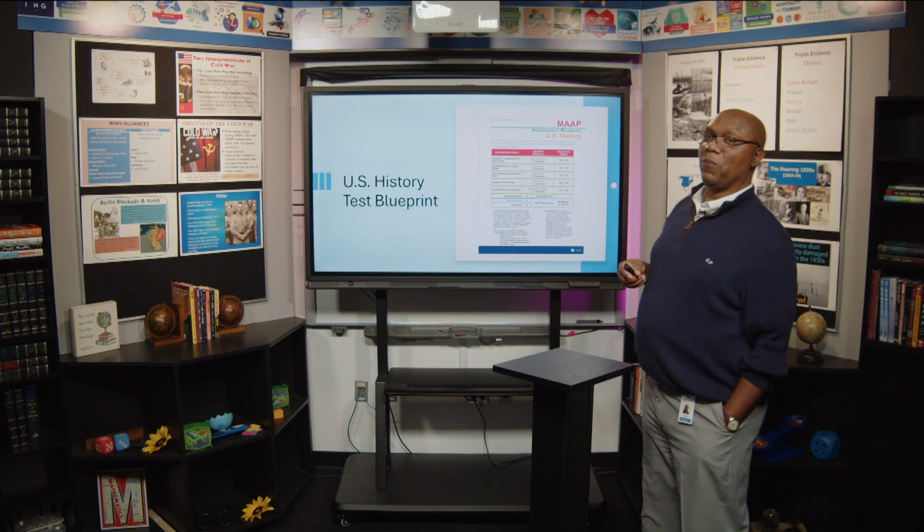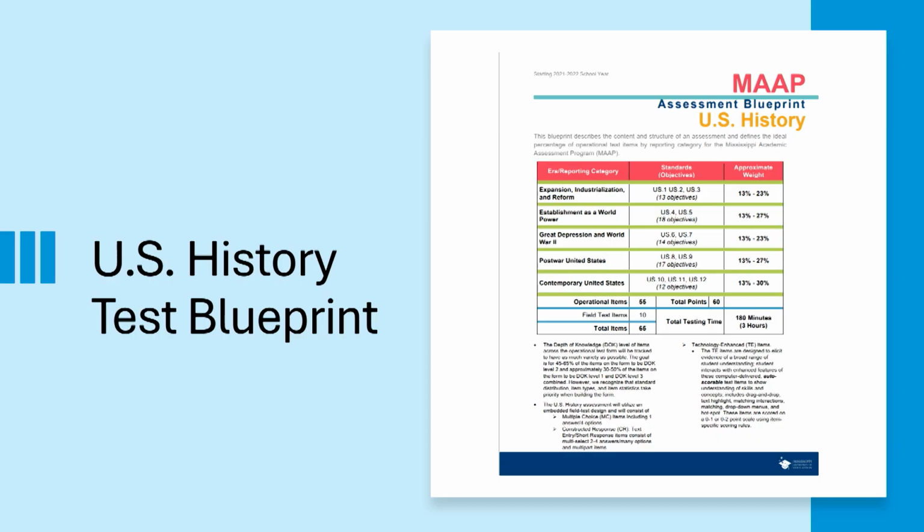What we'll do, of course, is start with the MAP assessment blueprint. And what it basically does is it tells you what parts of the test are the most important according to what the state of Mississippi has determined with the MAP assessment in terms of what needs to be mastered by students. The approximate weight tells you where the questions are going to come from. And as we said before, the contemporary United States of America, which is standards 10, 11, and 12, is typically where most of the test items come from. It can make up as much as 30% of the test.